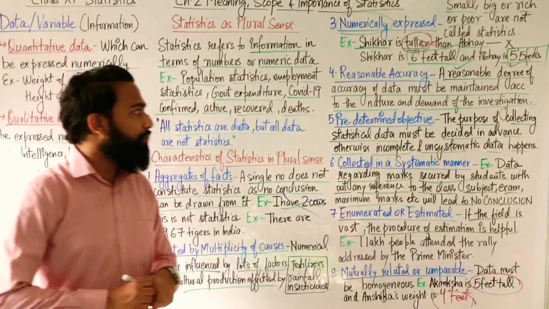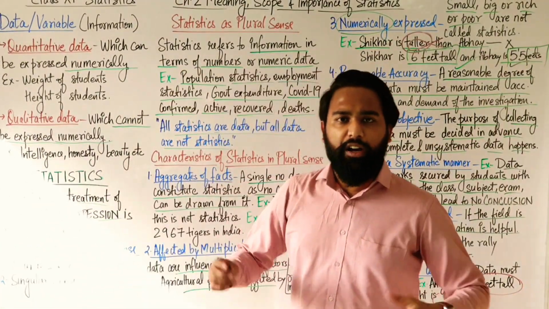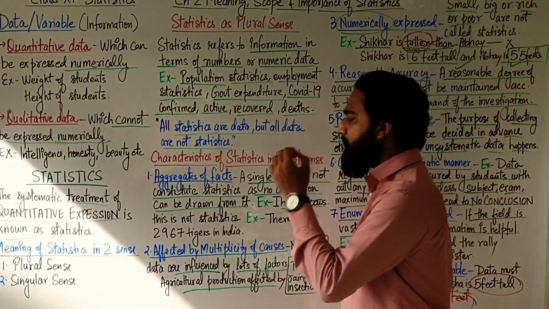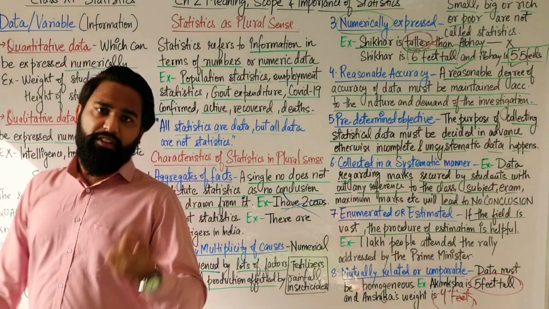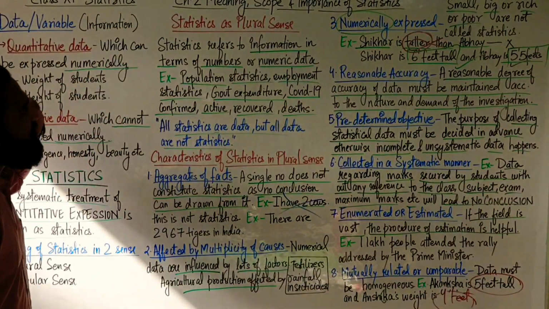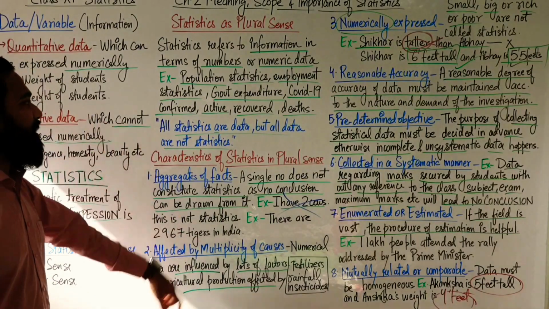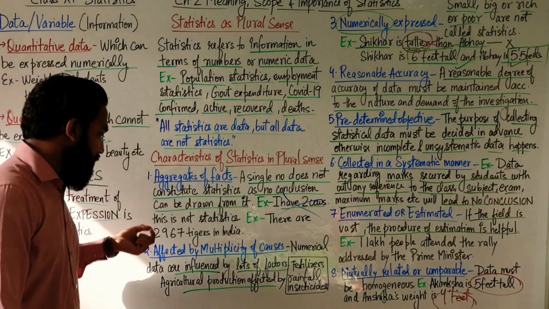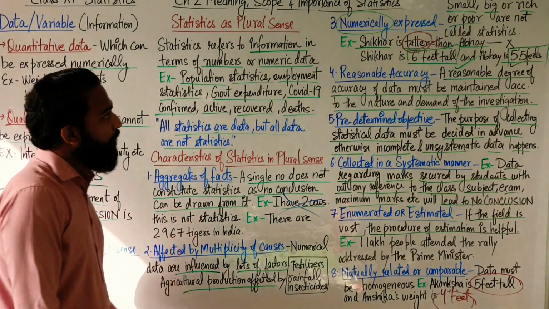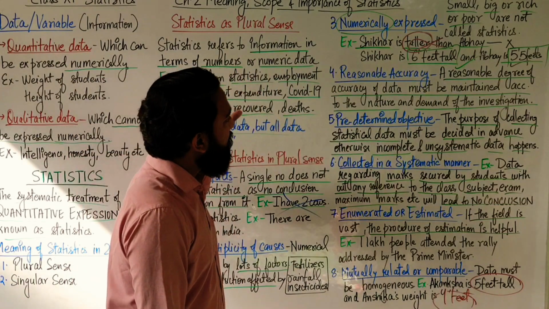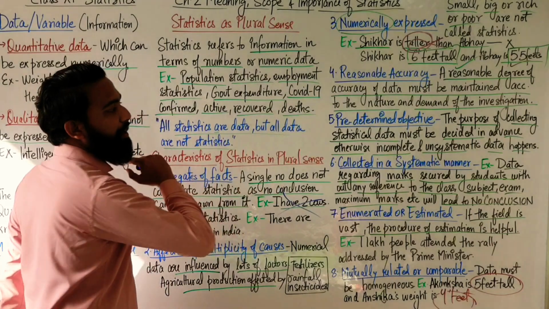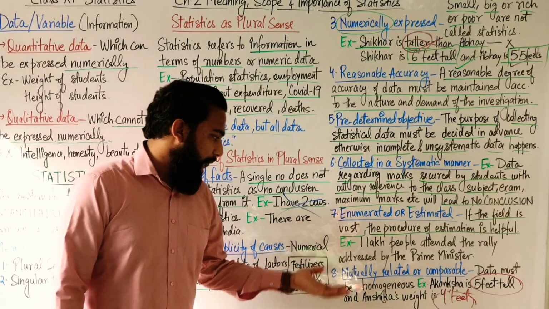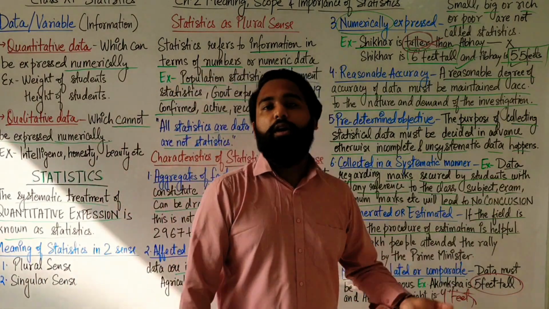Okay. So that was all for today's video. I hope you have understood all the things: the data variable, the quantitative data, what is statistics, meaning of statistics in two senses, in which we covered the first sense, which is statistics as plural sense, and all statistics are data, but all data are not statistics. The characteristics were aggregates of facts. It is affected by multiplicity of causes. It should be numerically expressed. There must be a reasonable accuracy. It must have a predetermined objective. Should be collected in a systematic manner. It should be estimated, and it should be mutually related or comparable.